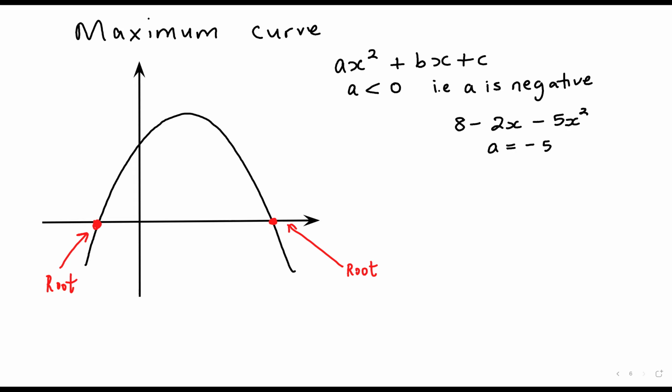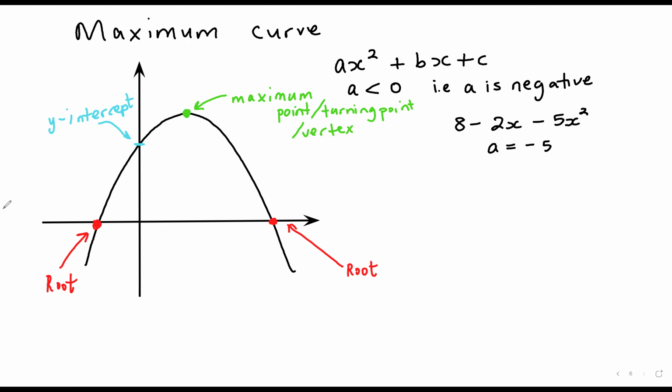Then you have your y-intercept, right? This here is your y-intercept, and your y-intercept is your c value in the quadratic. Then you have your maximum point. So this is your maximum point, or vertex, or turning point. Those are all words that are used to describe your maximum point. Right? So this is your maximum point. It's also known as the turning point or the vertex.